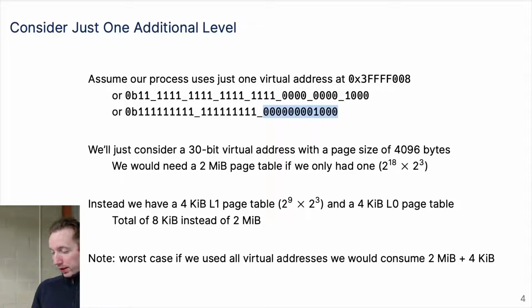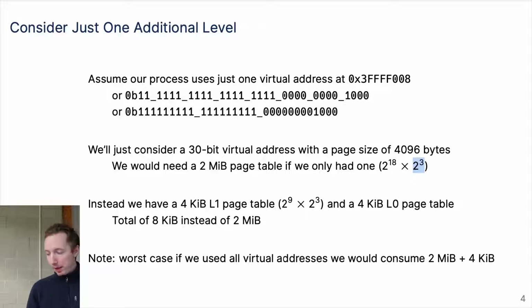So if this was only a single level page table and we were supporting a 30-bit virtual address, then our single page table would be 2 megabytes. So it would be 30 minus 12. So we'd have 2 to the 18 entries there, and each entry would be 2 to the 3. So that means if we had a single page table for a 30-bit address translation, then it would be 2 megabytes. Everyone good with that?